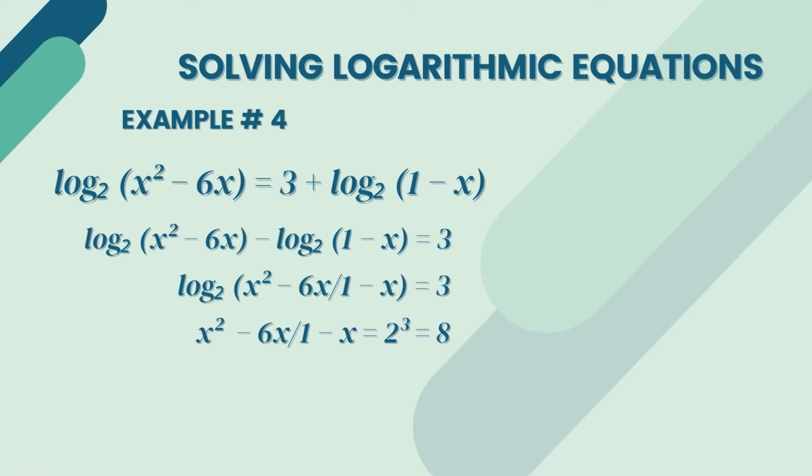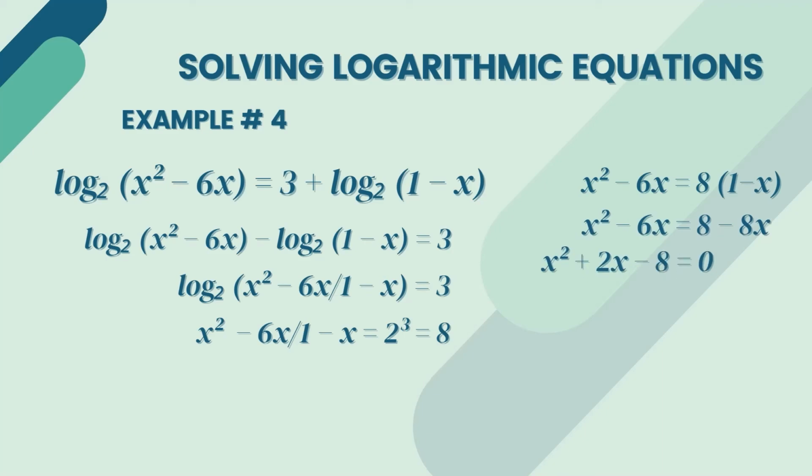Now, let's solve this equation. We need to distribute 8 to 1 minus x, so that becomes x squared minus 6x equals 8 minus 8x. Then, we need to combine like terms, so negative 8x becomes positive 8x, and then we add that positive 8x to negative 6x, which gets us to positive 2x, or x squared plus 2x minus 8 equals 0. Then we factor it out again to get x plus 4 and x minus 2. So our x's are negative 4 and positive 2.